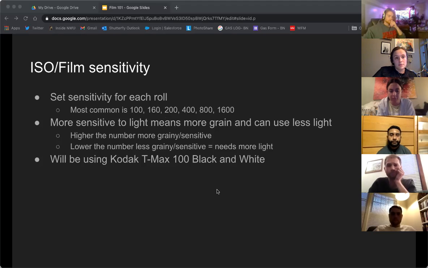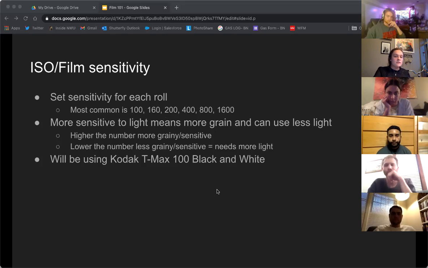So the basic concept of film sensitivity is that more sensitive to light means that there's going to be more grain, but it can use less light. So the higher the number, say 1600, it's going to be more grainy, but more sensitive to light, meaning you can use it in lower light situations. The lower the number, such as 100, like we're going to be using, the less grainy it is, and the less sensitive it is, which means that it needs more light to be able to have a legible photo.